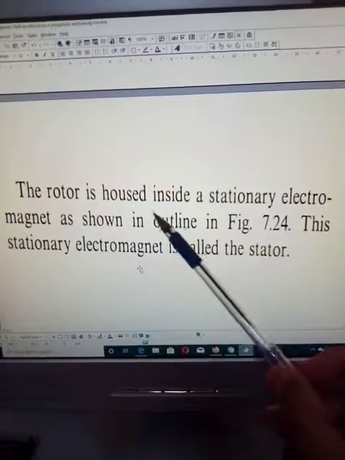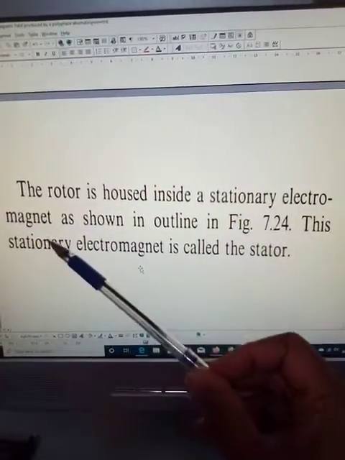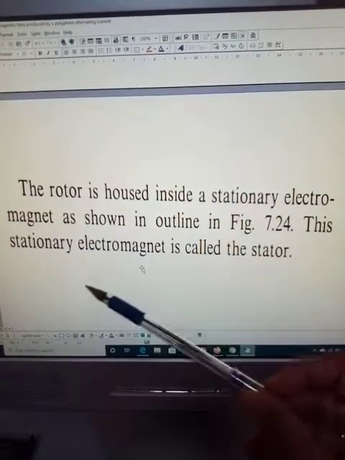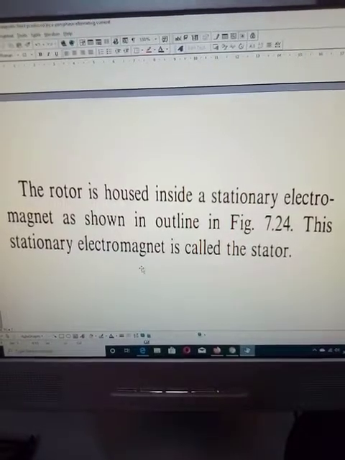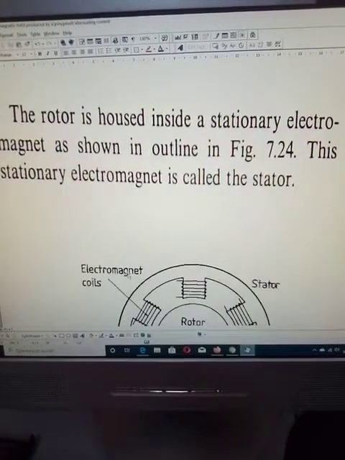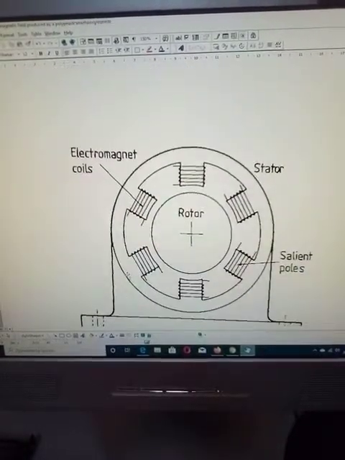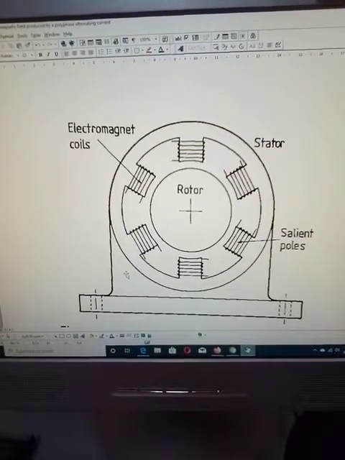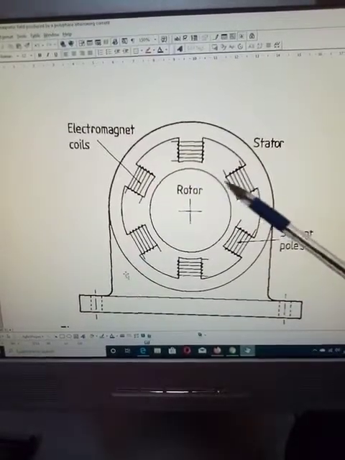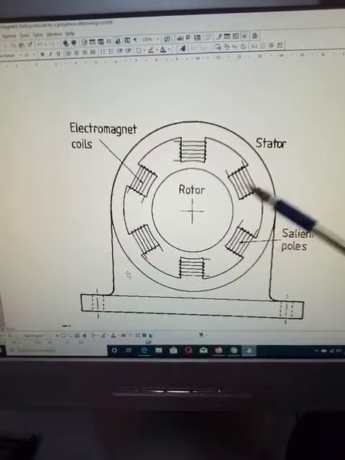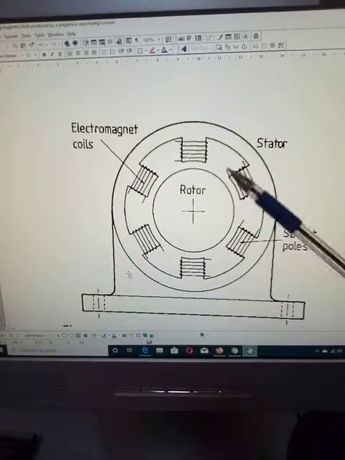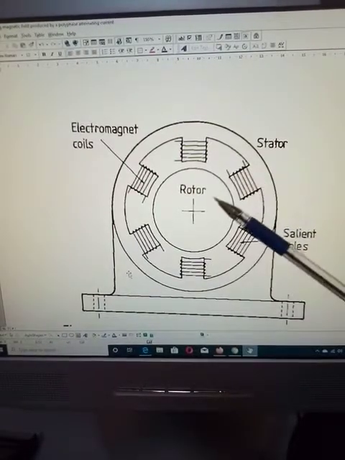The rotor is housed inside a stationary electromagnet, as outlined in figure 7.24. This stationary electromagnet is called the stator. Now it is just a stator, and the rotor is housed within that stator magnetic field. And here we have what it would look like or be sitting in. That's your stator body. These would be your electromagnetic coils, and here we have 1, 2, 3, 4, 5, 6 poles. So this is a 6-pole motor. In short term, this would be 3 pairs.